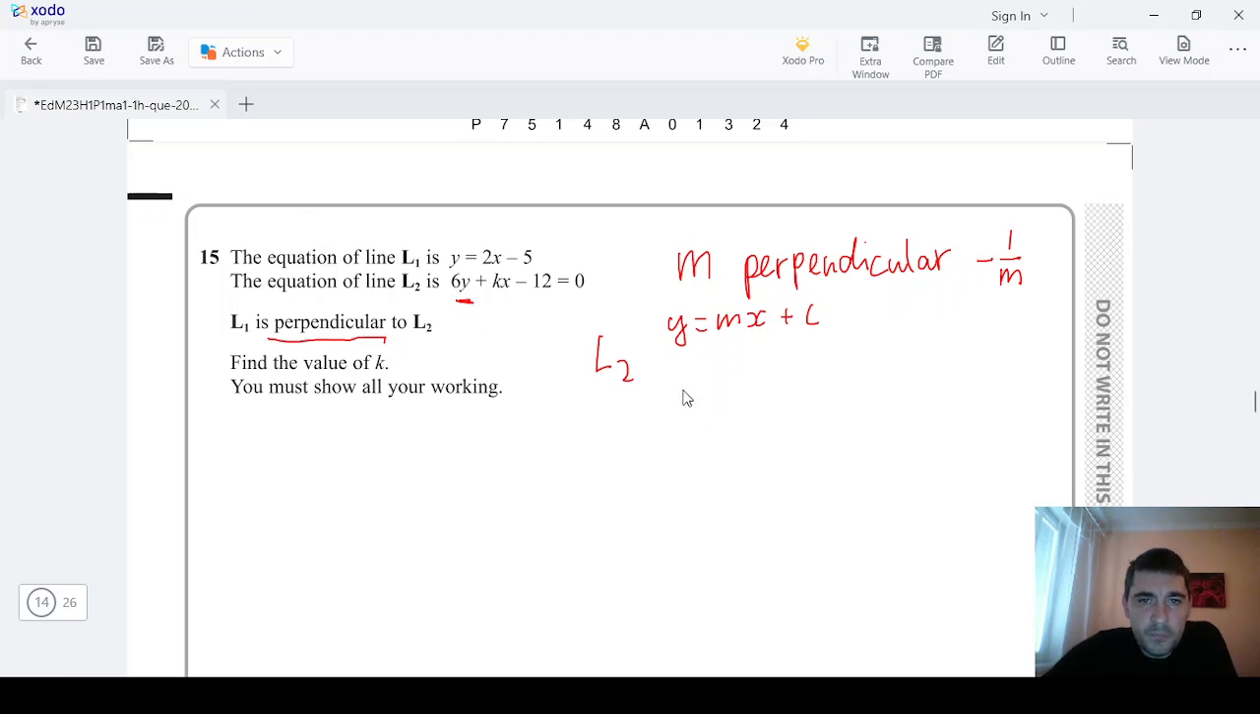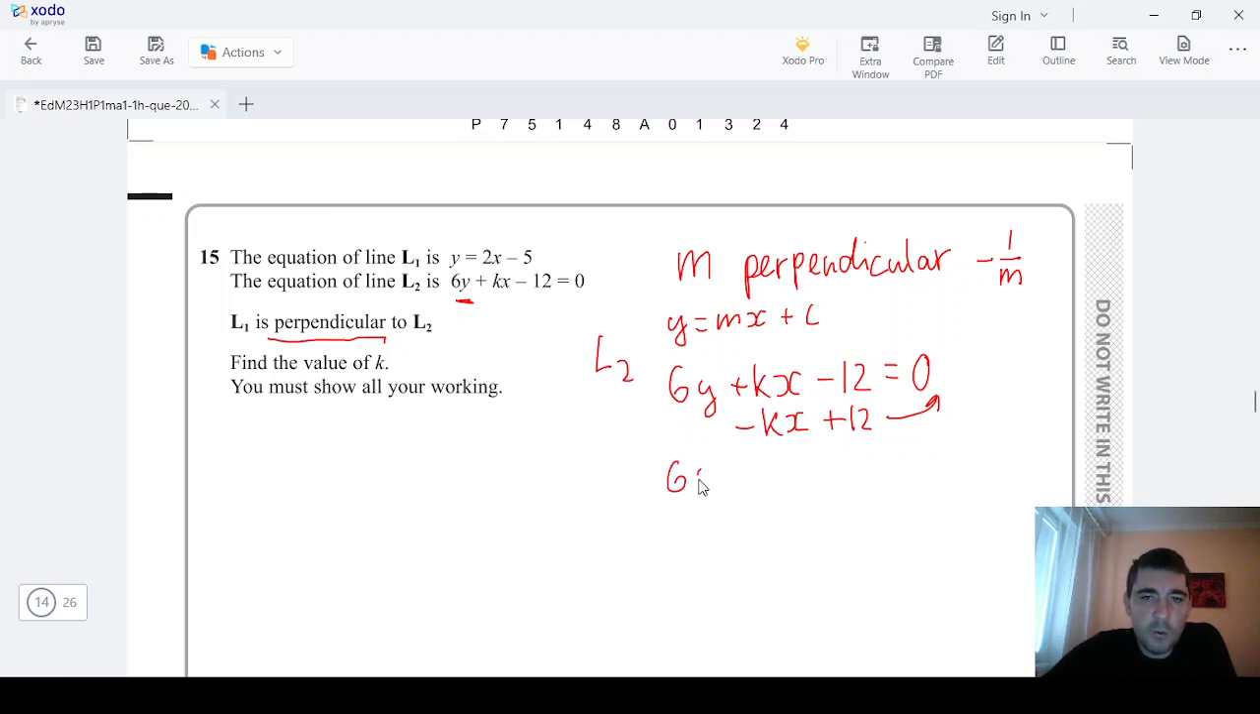So let's copy the equation: 6y plus kx minus 12 equals 0. So get rid of everything that's not y. So we need to isolate y. So we get rid of minus kx, and we get rid of negative 12. So do the opposite, so that will make plus 12. Okay, and do the same on both sides.